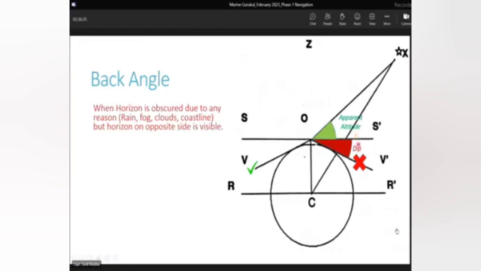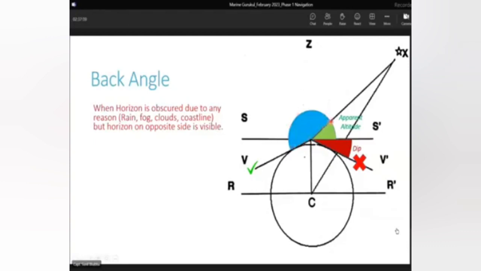But now we do not have the horizon available to us because of any of these reasons. So we cannot follow this particular method. So what do we do now? Since the horizon on the opposite side is visible to us, that is OV, instead of measuring the angle to the normal horizon, we measure the angle from the center of the celestial body to the horizon in the opposite direction, represented by the blue color angle in the diagram.